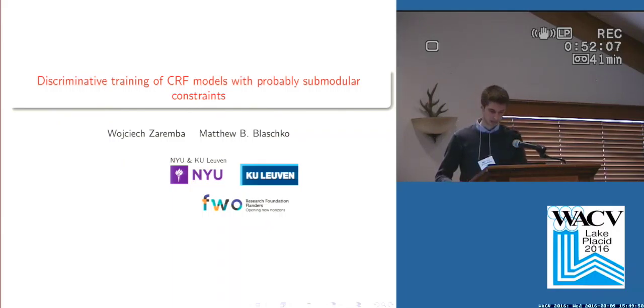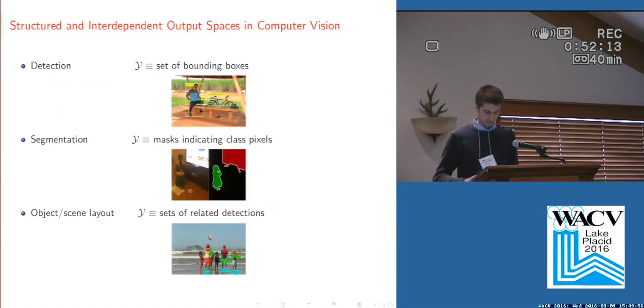The title of the paper is Discriminative Training of CRF Models with Probably Submodular Constraints. So in computer vision, there's a large variety of problems that have a structured output space.